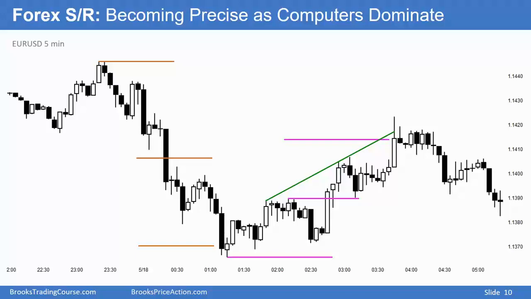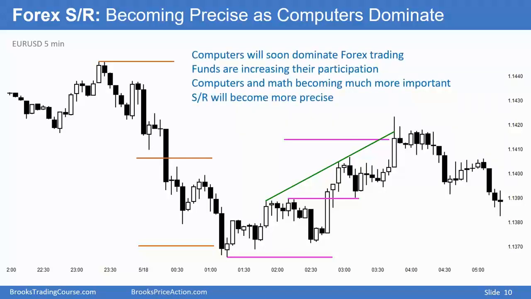A 5-minute chart of the euro versus the dollar. You can see some measured moves, not precise, but close enough for traders to pay attention to the support and resistance. At some point, computers will totally dominate Forex trading, just like they do the E-mini and most major stock markets. Also, funds are increasing their participation, and over time, the math will become more important and support and resistance will be more precise. Now, it's very good, but I believe over time, it'll become extremely precise.